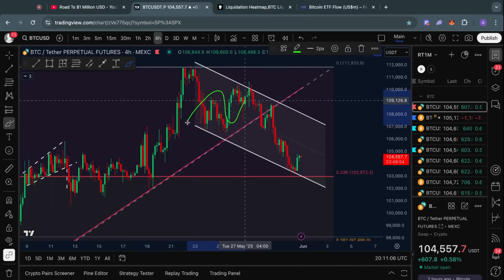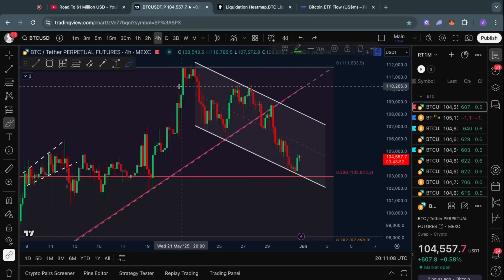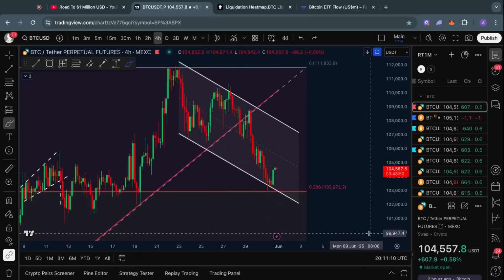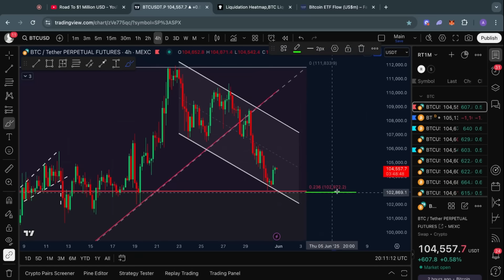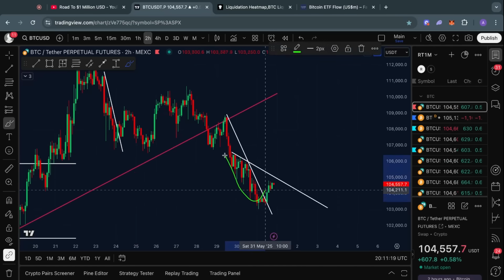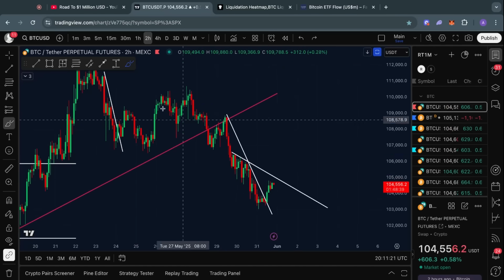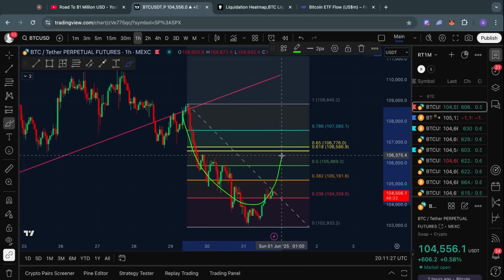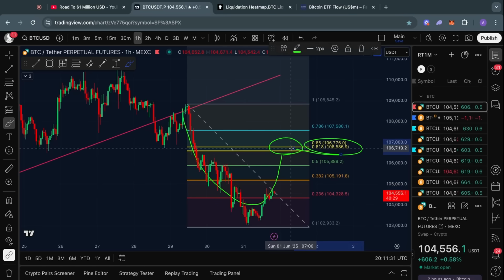4-hour time frame, we are just trading in this descending channel pattern. So we're slowly just trending down over time, although we have found some critical support at this Fibonacci level, 103K, like I said. 2-hour time frame, we are potentially seeing a short-term reversal, but make sure to keep an eye on this 1-hour time frame for some potential resistance around that critical level at around 106.5K.